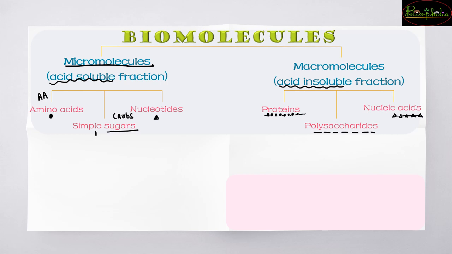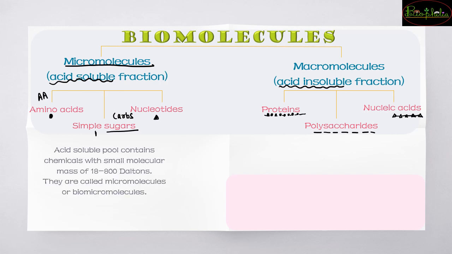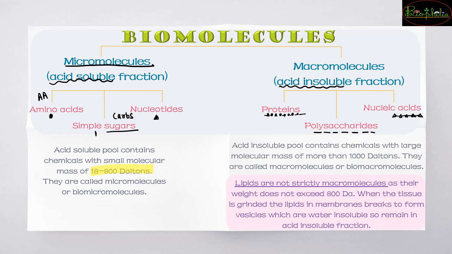Lipids तो दोनों में से एक में भी नहीं है. So let us see about the lipids. Where do they fall into? So acid soluble pool, as I told you, the particles which are smaller in size will be in the acid soluble pool, making up the micromolecules, which will be having a weight of about 18 to 800 daltons. Whereas the macromolecules will be in the acid insoluble pool, जिनका molecular mass होगा which is more than 1000 daltons. Now, lipids, as I told you, they are not strictly macromolecules.